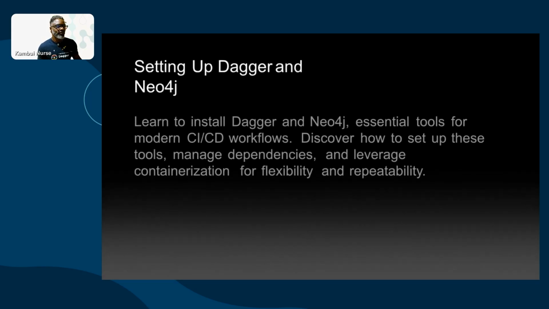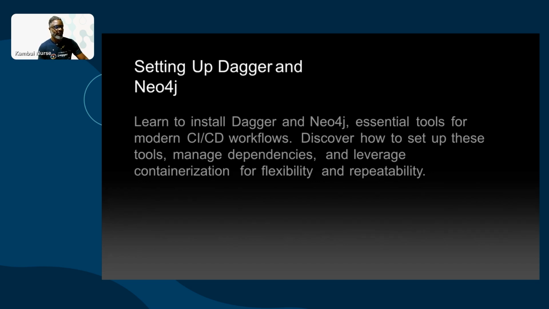Now let's talk about setting up Dagger and Neo4j for our workflow. The setup process is straightforward, and we'll walk through the key steps. First, you'll need to install Dagger. If you're on macOS, you can install it by using Homebrew. For other platforms, Dagger provides installation instructions on their website. Once installed, you can access the Dagger CLI, which is the primary tool for running and managing your workflows. Next, we'll need Neo4j.